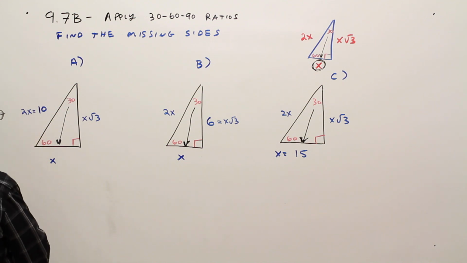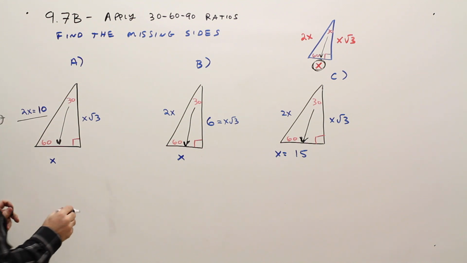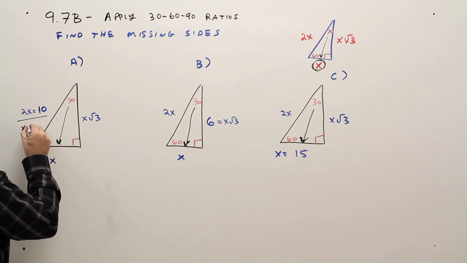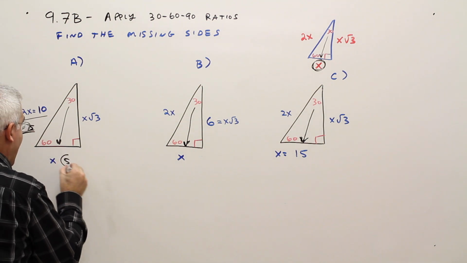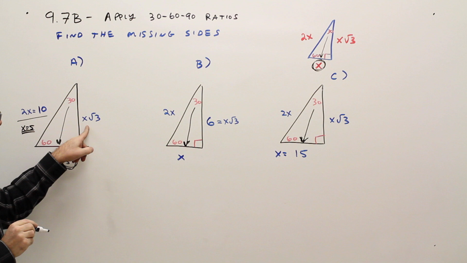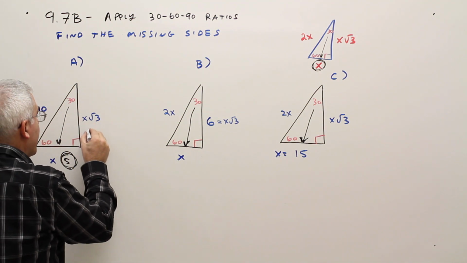So for this first one, I've got 2x equals 10. I'm going to solve that for x. So I get x equals 5. So I just simply put down a 5 here. And then over here, 5 times radical 3. x radical 3.